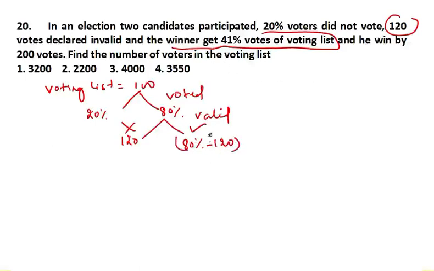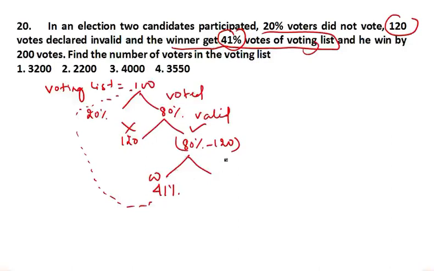So now the winner gets 41% of the voting list. 41% from where? From the voting list. It is not saying from the valid vote, it is saying from the voting list. Whenever it mentions the voting list, just write whatever number is given here and subtract among themselves.